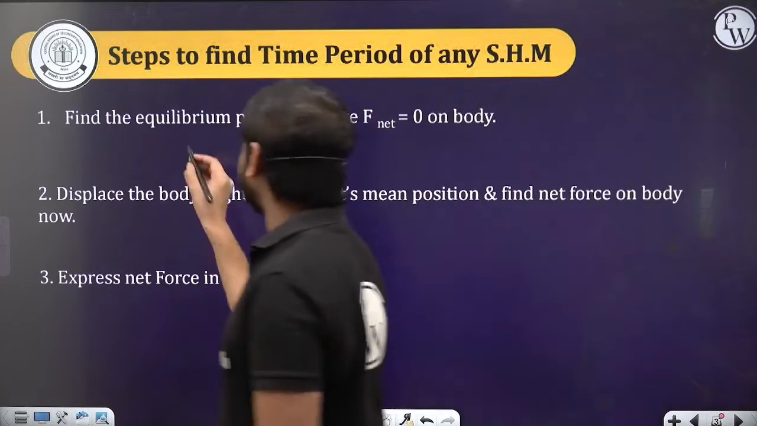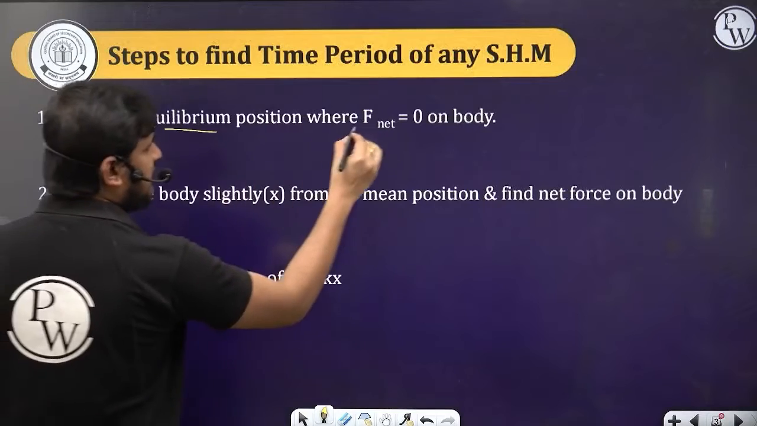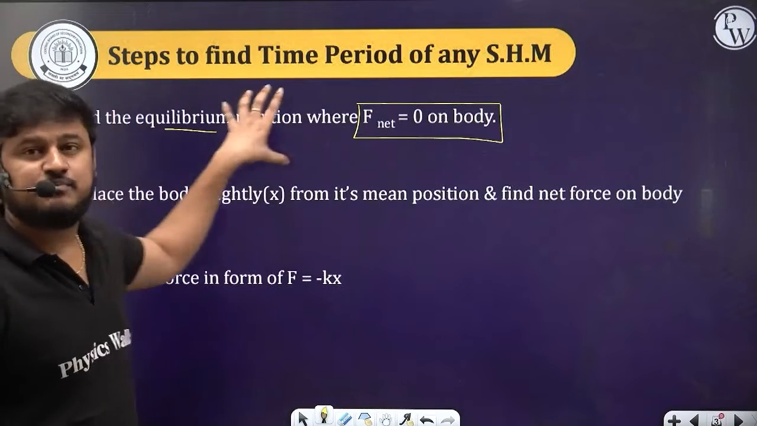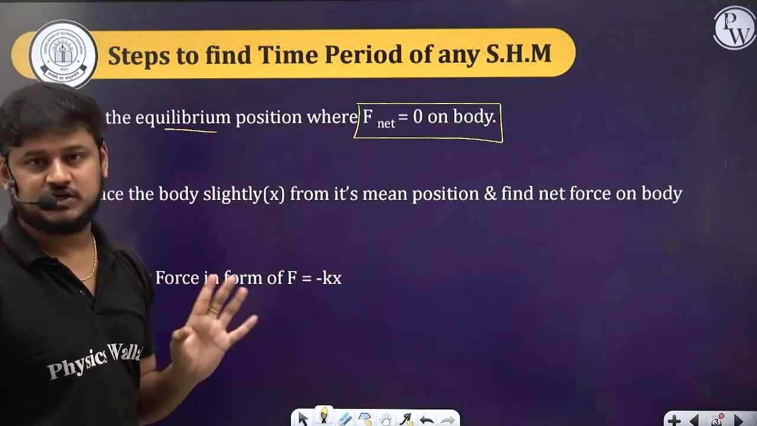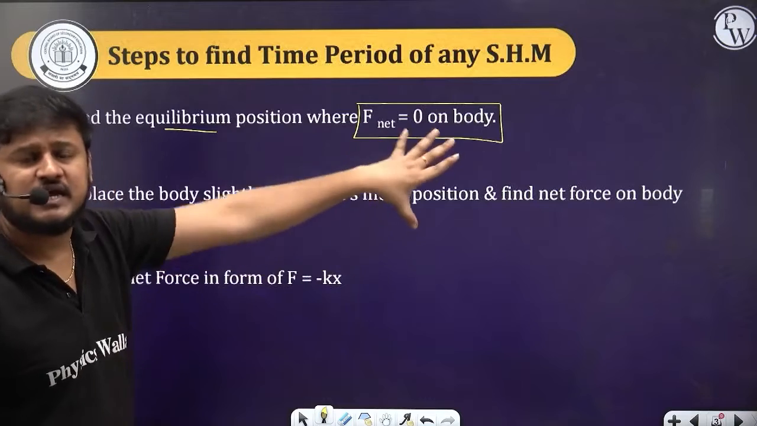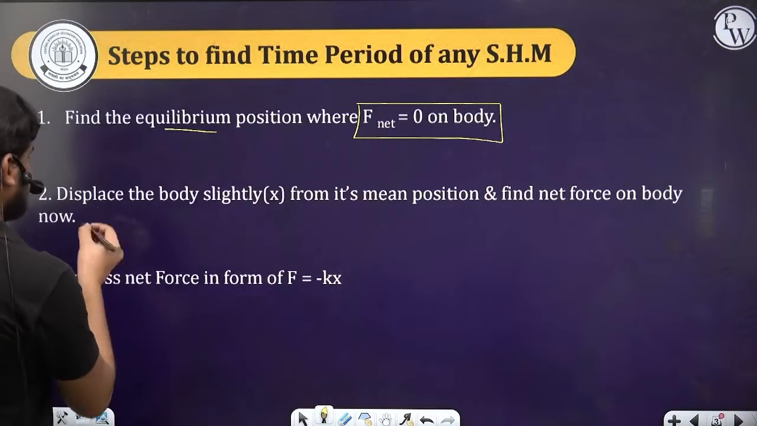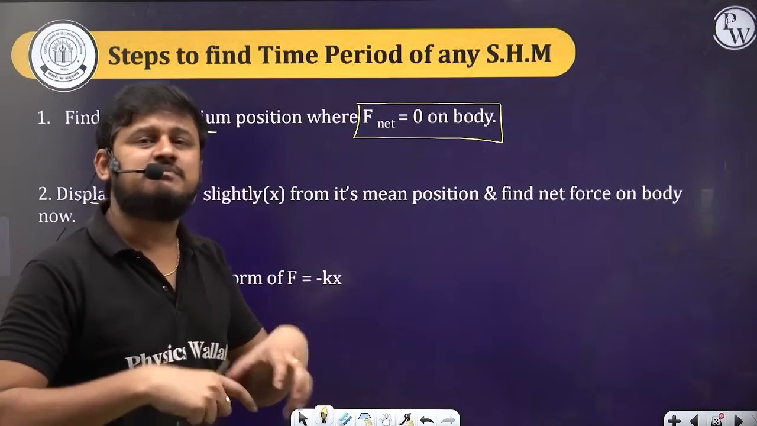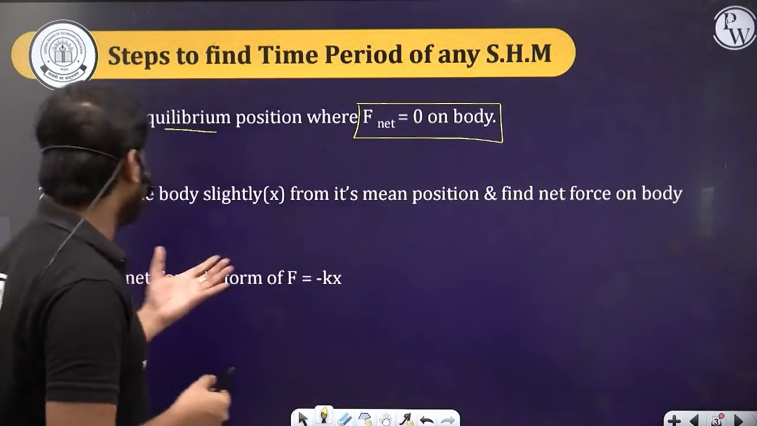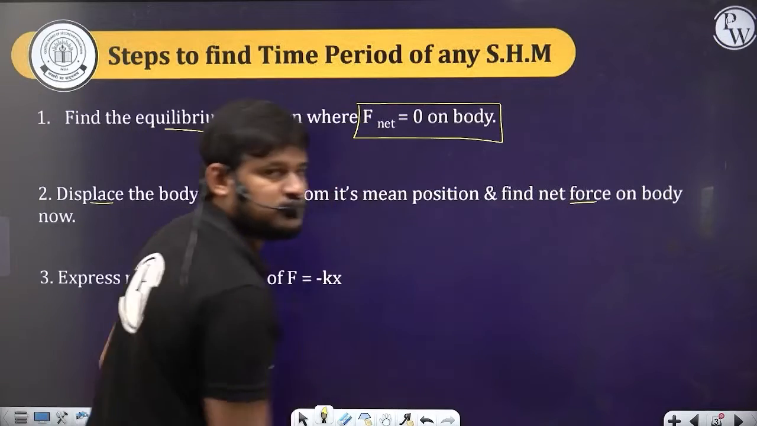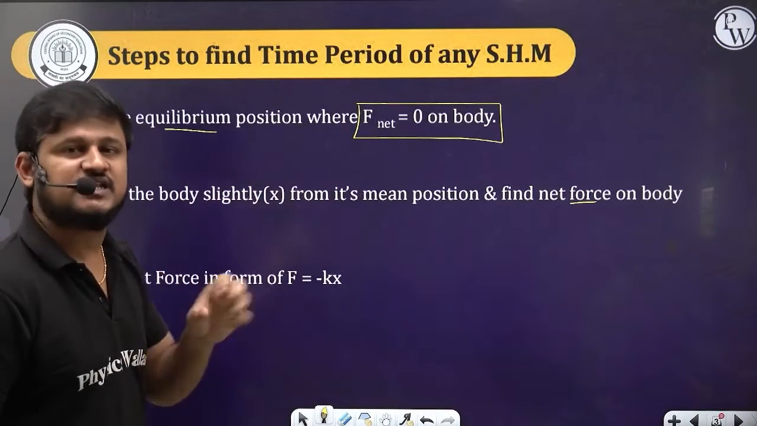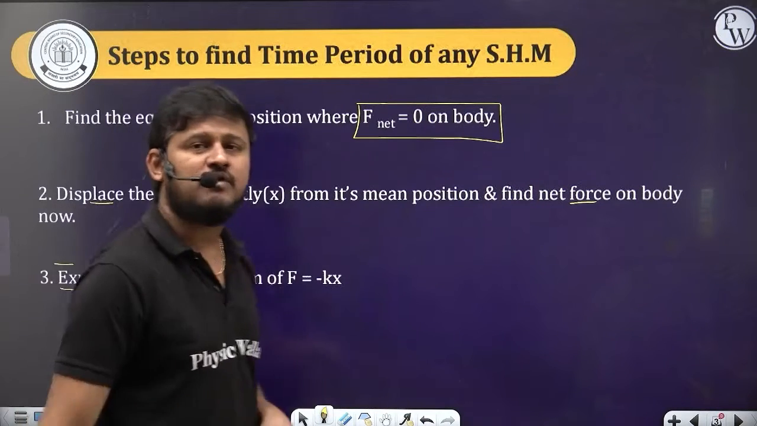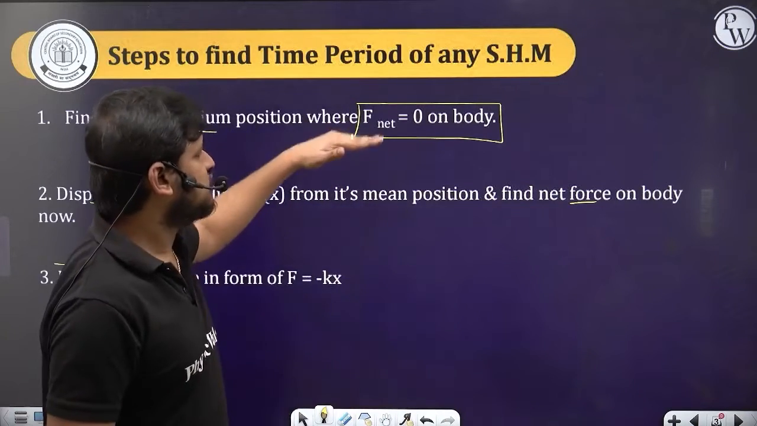First, find the equilibrium position where the net force acting on the body is 0. First understand the steps, then I will do the example so that you will get clarity. Then displace it from the equilibrium position slightly by some displacement x. Okay, then find the net force again. After displacing from the mean position or equilibrium position, express net force in the form F is equal to minus kx. So these are the 3 steps.